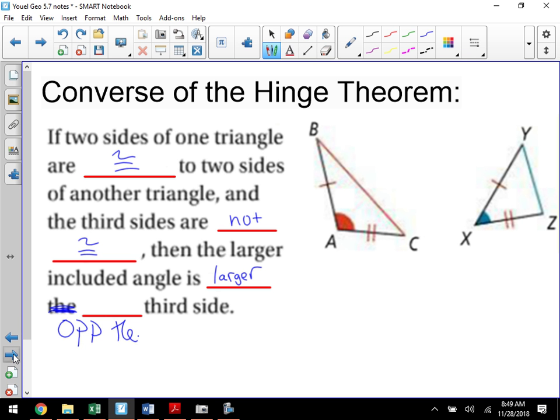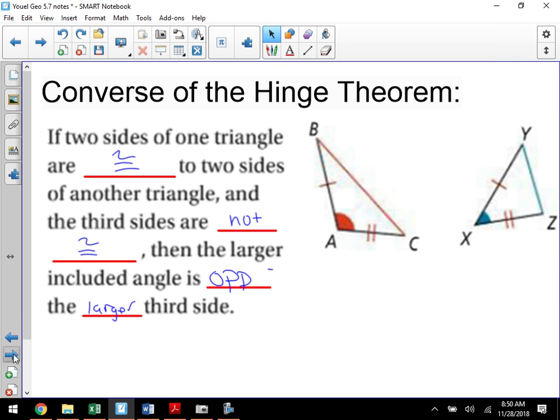So if two sides of one triangle are congruent to two sides of another, and the third sides are not congruent, then the larger included angle, oh, I've said it backwards. The larger included angle is opposite the longer third side. Sorry about that. It's opposite the larger. I think I said that out loud, but I wrote it backwards.